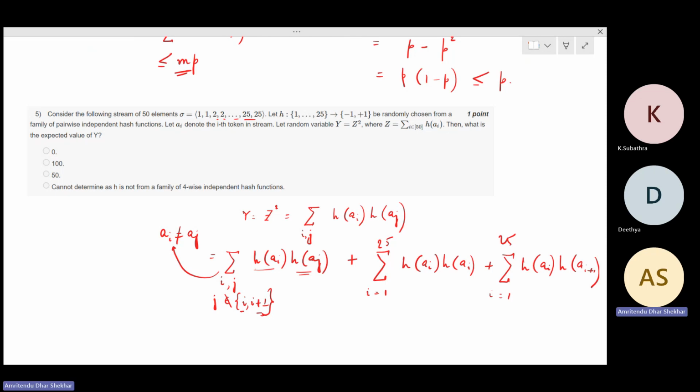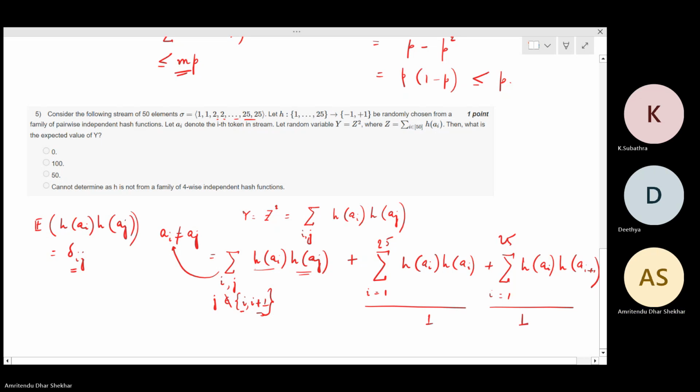then what is the expectation of this? It's similar to the last problem, or the first problem that we dealt with. So a_i a_j is zero. This is delta_ij, similar to what we discussed. So you have 25 terms for which this is one, and again 25 terms for which this is one. So you get 50 as the answer.